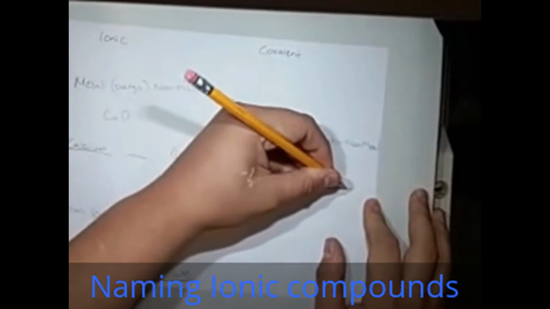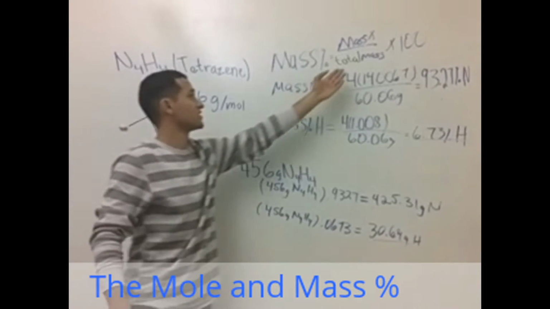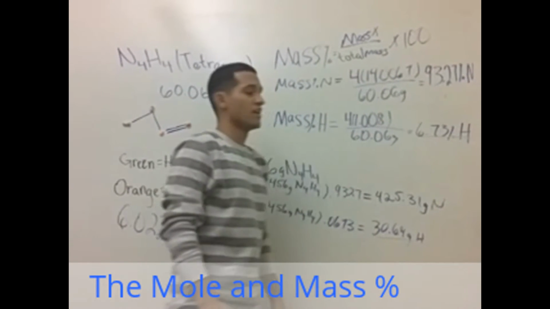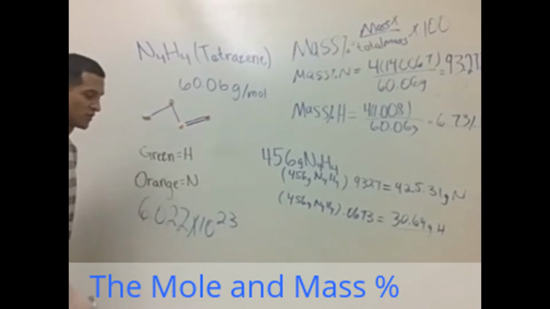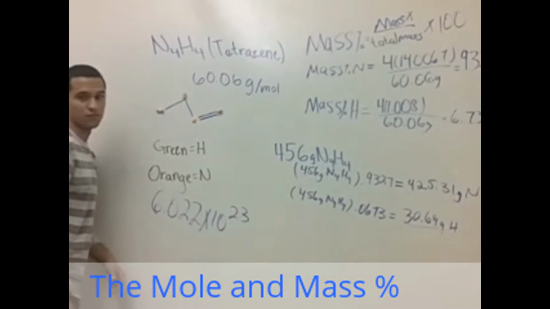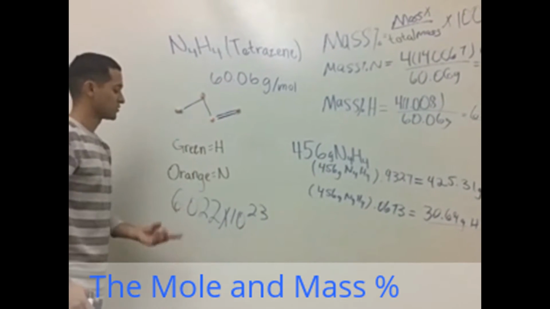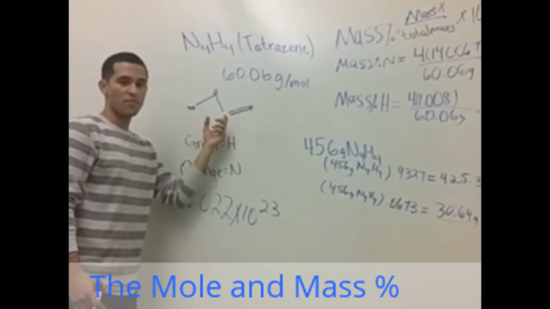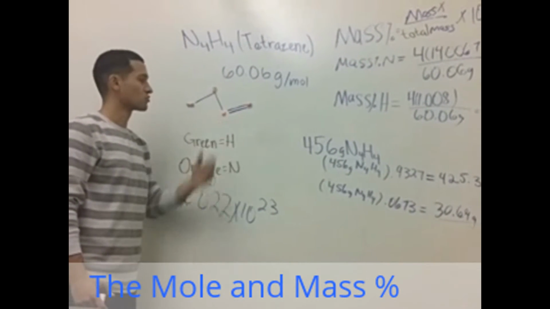Mass percent can be defined as the mass of element X divided by the total mass of the compound times 100. And a mole can be defined as the SI unit of the substance, or take 6.022 times 10 to the 23 entities of anything. For example, a mole of nitrogen would be 6.022 times 10 to the 23 entities of nitrogen, and all that mass with all those entities would be its molar mass.